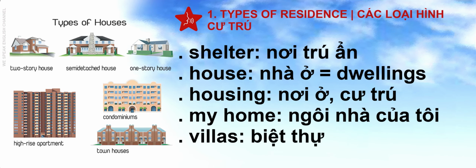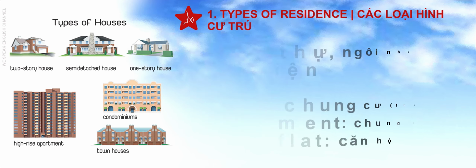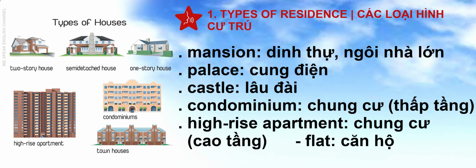1. Types of residence. Shelter. House. Housing. My home. Villas. Mansion. Palace. Castle. Condominium. High-rise apartment.